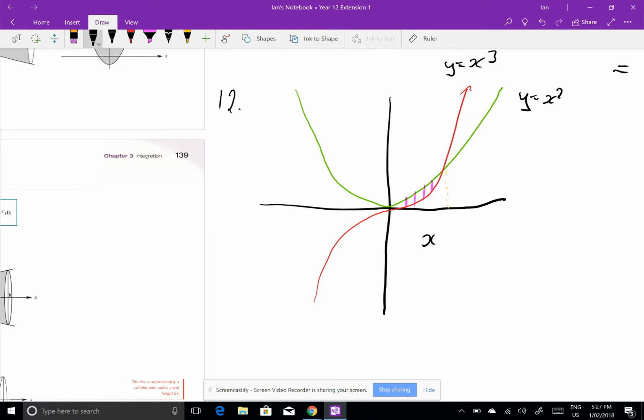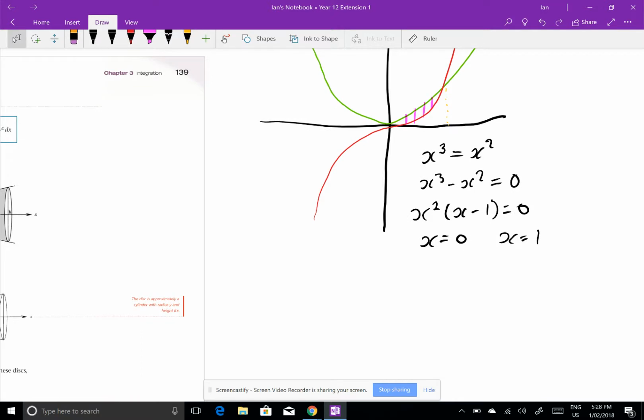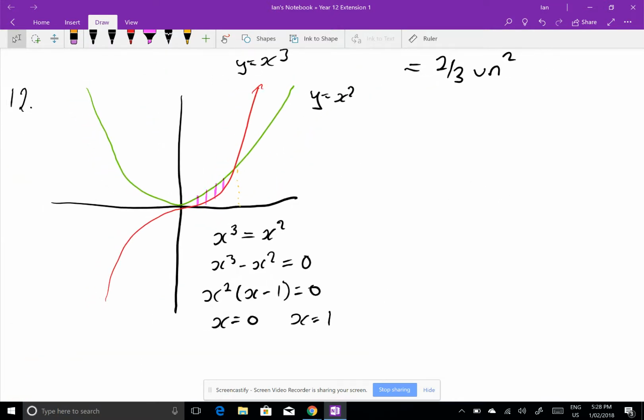So x cubed equals x squared. X cubed minus x squared equals 0. X squared outside of x minus 1 equals 0. So x can equal 0, and we see that point of intersection at the origin. Well, x equals 1. So let's set up our area. So the area equals between, and what did we say this value was? 1.